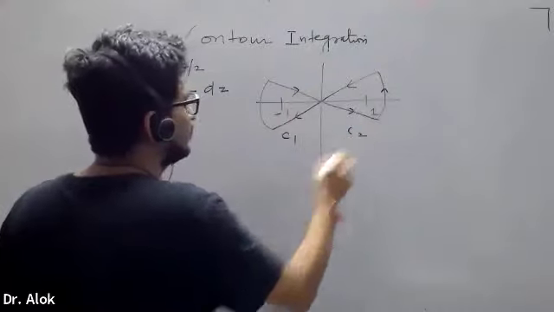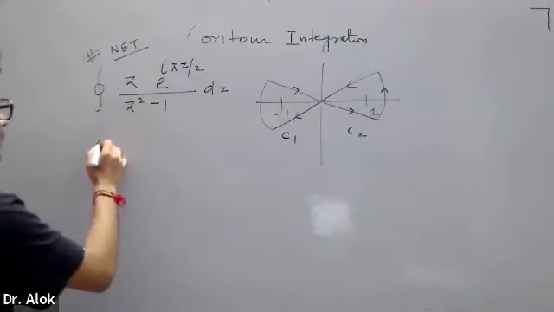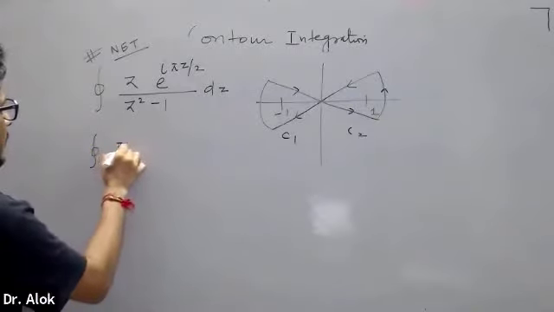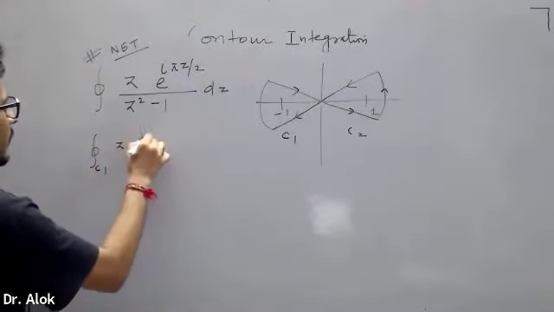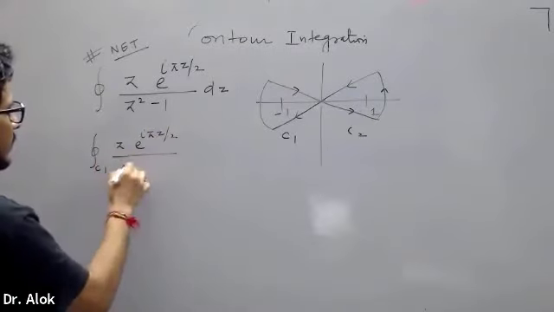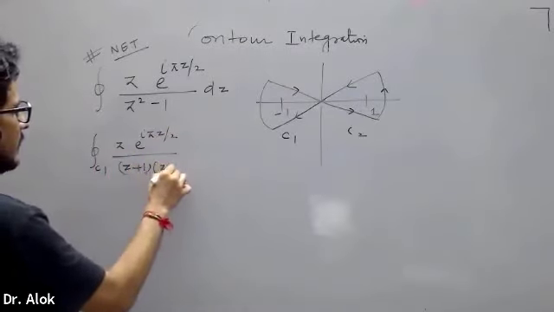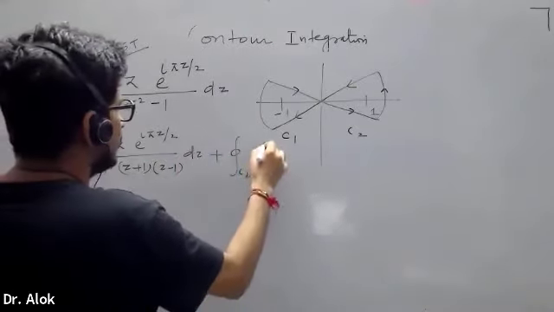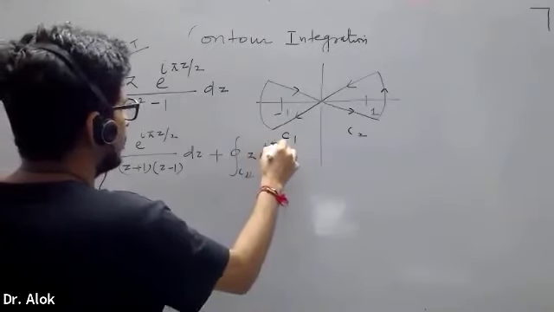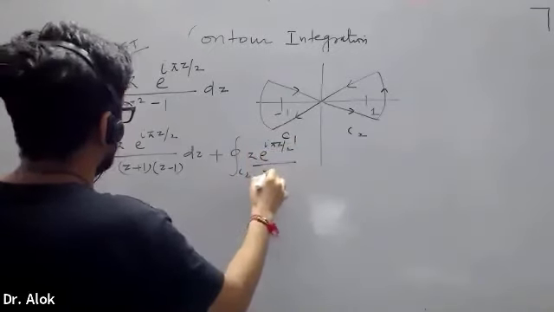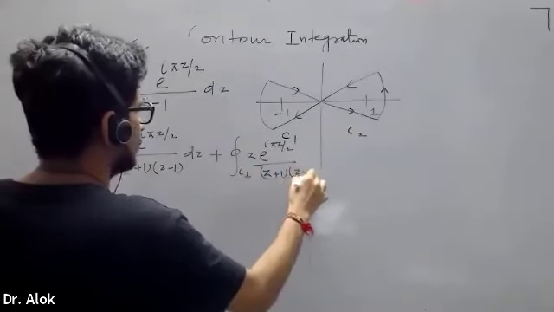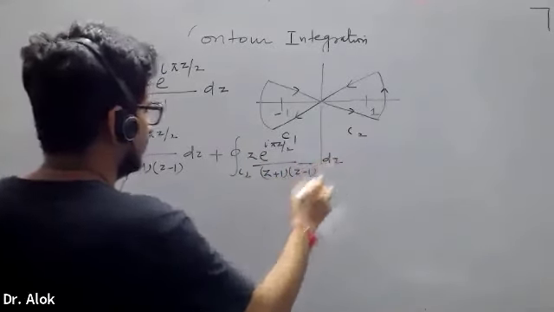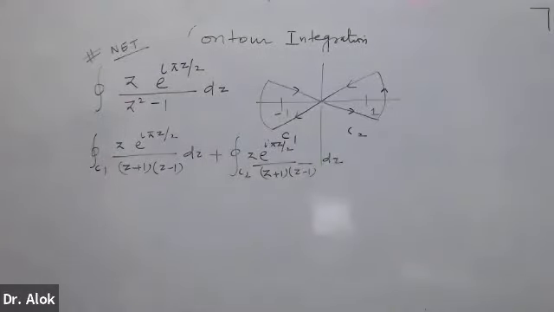This is C1, this is C2, and you will write it like this: integral over C1 of e to the power i pi z by 2 over (z plus 1)(z minus 1) dz, plus integral over C2 of e to the power i pi z by 2 over (z plus 1)(z minus 1) dz. Okay, ठीक है ना.